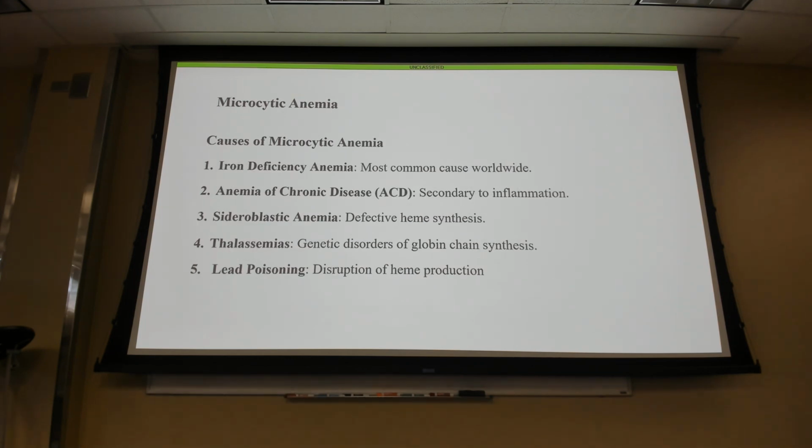Iron deficiency is the most common. Anemia of chronic disease, which is now also called anemia of inflammation. Anemia of chronic disease is an oldish term that we still use, but it's also now anemia of inflammation. Sideroblastic anemia, we said, is defective heme synthesis. Thalassemia is a genetic disorder affecting the globin chains. And lead poisoning is again a disruption of the heme. So all these microcytic anemias have in common a problem with the hemoglobin itself.